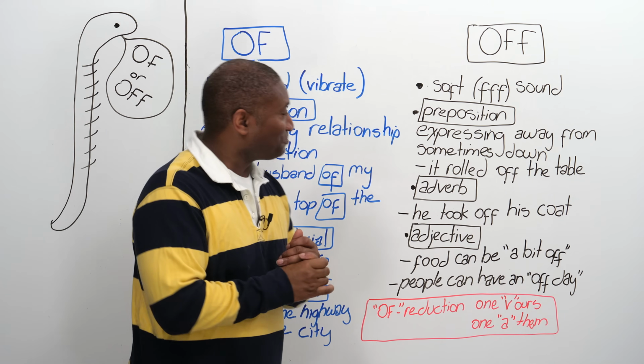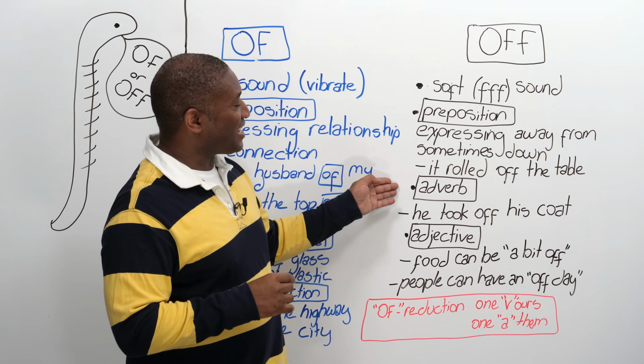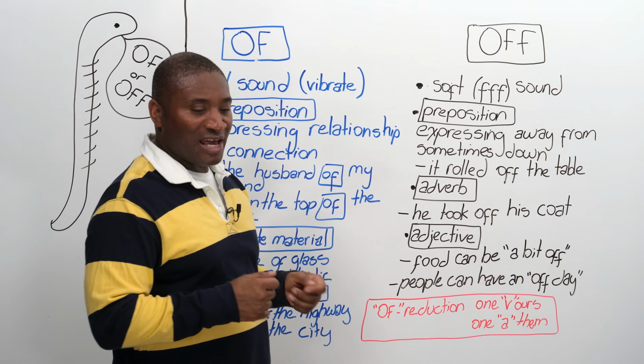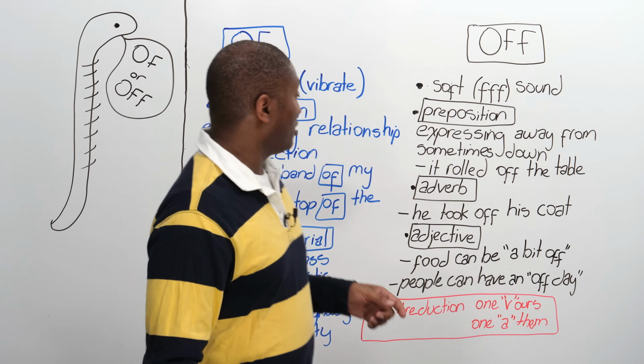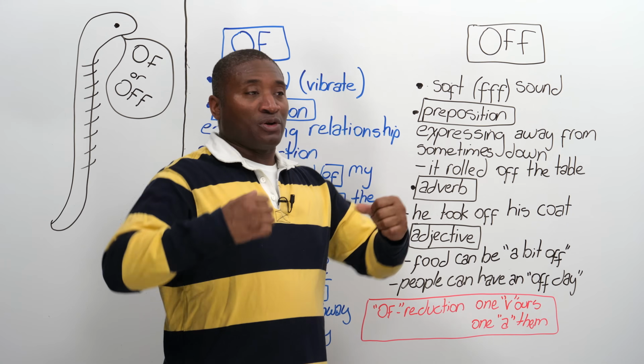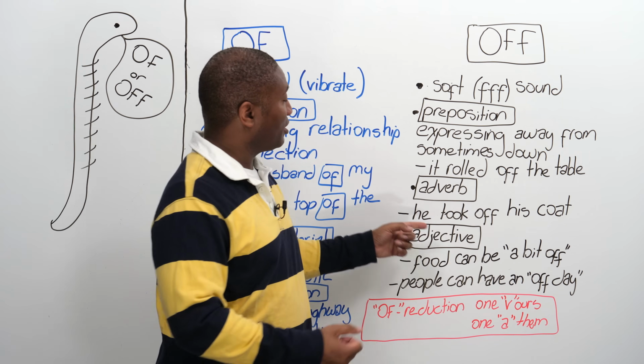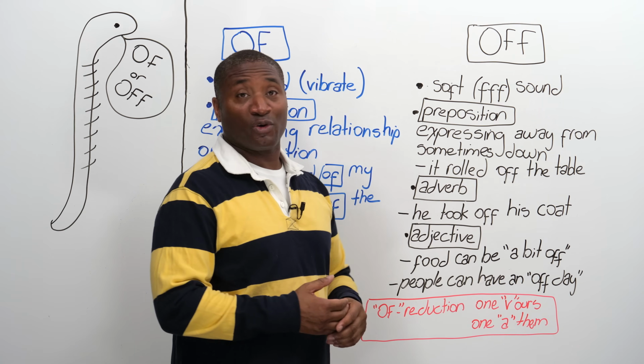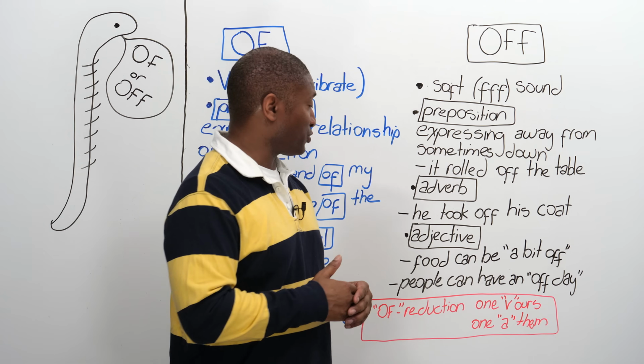Anyway, next. We also can use it as an adverb. And an adverb, as you know, is how something is done. So he took off his coat. We actually mean he removed it, removed it from himself. He took off his coat. And that's an example of an adverbial use.